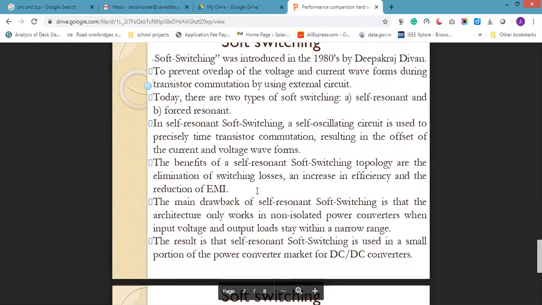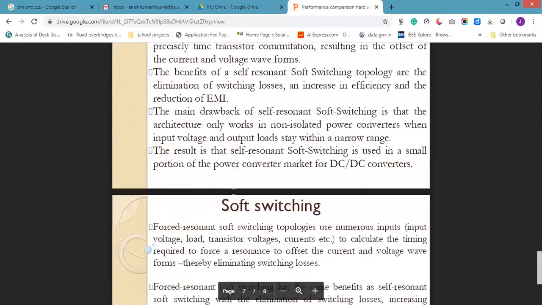The main drawback is that it is not used for non-isolated power converters. What is meant by non-isolated? Power converters are of 4 types: AC to DC, DC to AC, AC to AC, DC to DC. In DC to DC converters only, there is no transformer used. If there is no transformer used, that is called a non-isolated power converter. For this, we can use the self-resonant soft switching method. We cannot use it for the other 3 types.